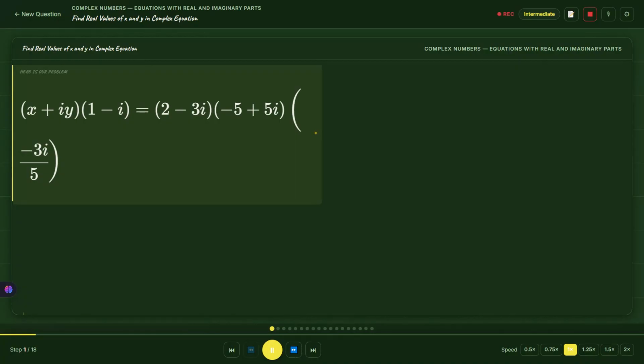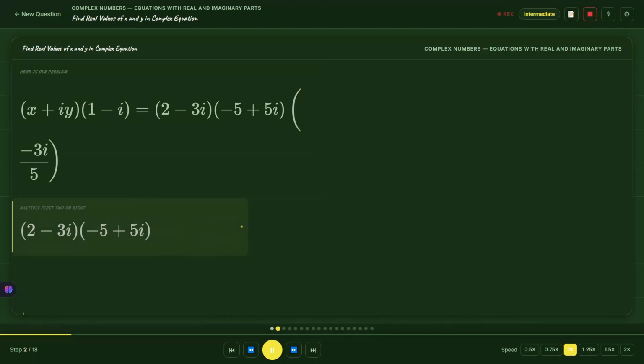Here is our problem. We need to find the values of x and y. Let's first work out the right side, then the left side, and match them up. Let's start with the right side. We take the first two pieces and open them up. Each part in the first bracket times each part in the second bracket.